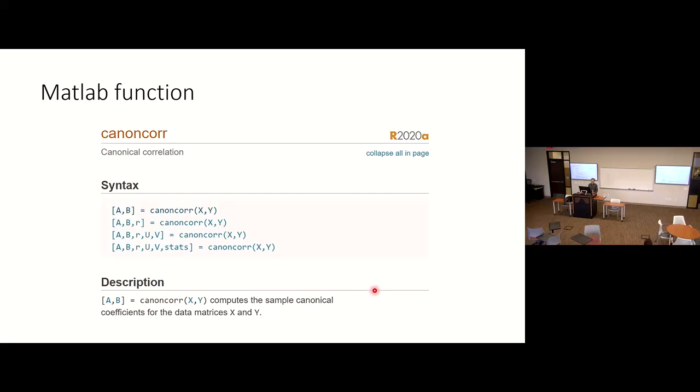Let's see. This is a MATLAB function for CCA analysis. You have X and Y, two matrices with the data you want to align to each other. Then you find A and B, the rotation matrices, to rotate X and Y respectively. And this correlation you will get.